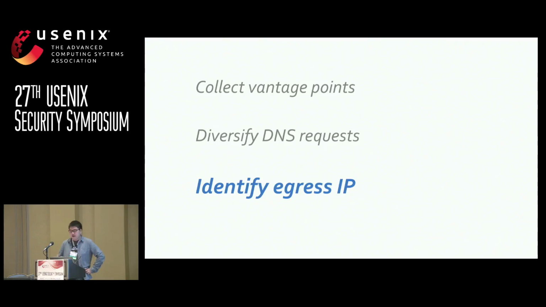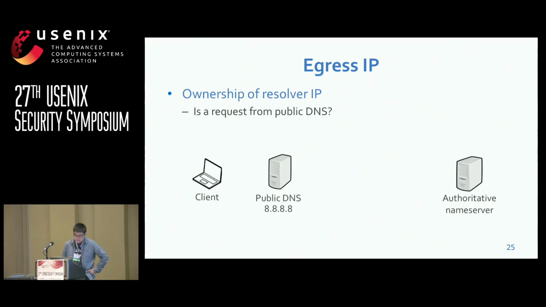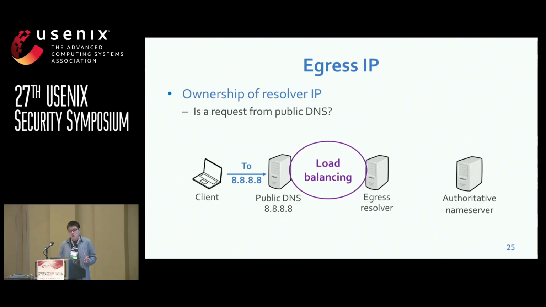And now, the third challenge: how to identify egress IP addresses of public DNS. First, I will explain what an egress IP is. Large public DNS resolvers often use anycast IP addresses to be reached, like the 8.8.8.8. However, in the background, load balancing distributes DNS requests to multiple resolvers, where they use egress IPs to talk to our authoritative name server. So from our name server, we need to know if these IP addresses belong to the public DNS. If not, then there is an interception.